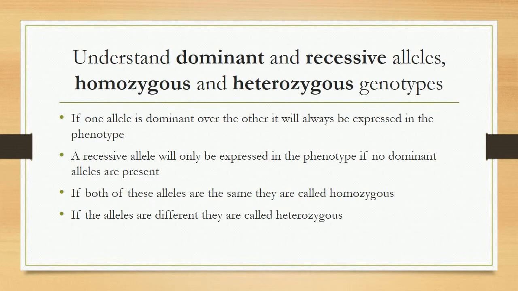Understand dominant and recessive alleles, and homozygous and heterozygous genotypes. If one allele is dominant over the other, it will always be expressed in the phenotype. A recessive allele will only be expressed in the phenotype if no dominant alleles are present. If both of these alleles are the same, they are called homozygous. If the alleles are different, they are called heterozygous.